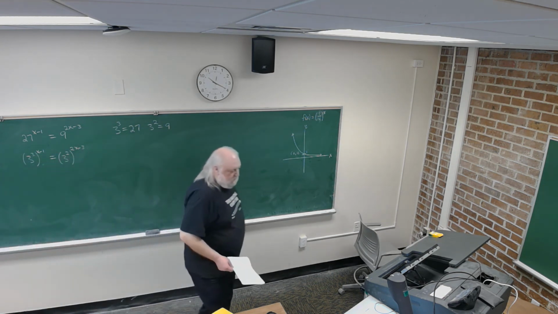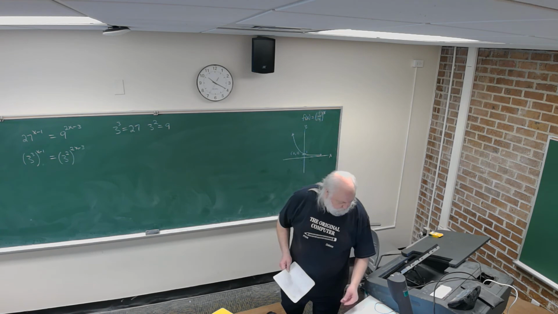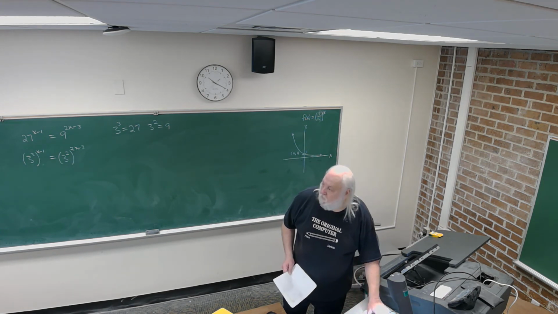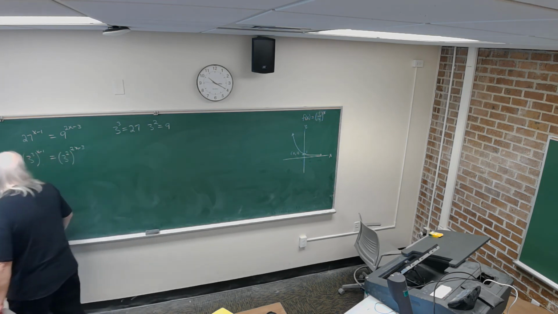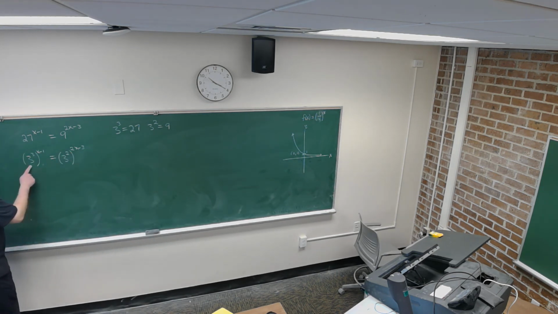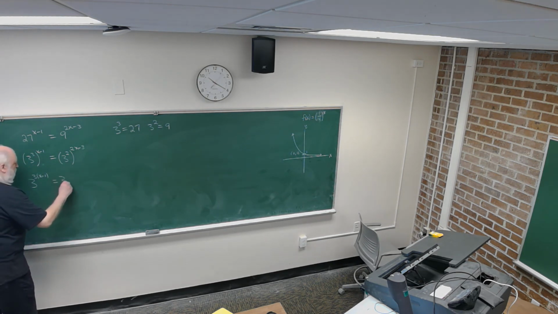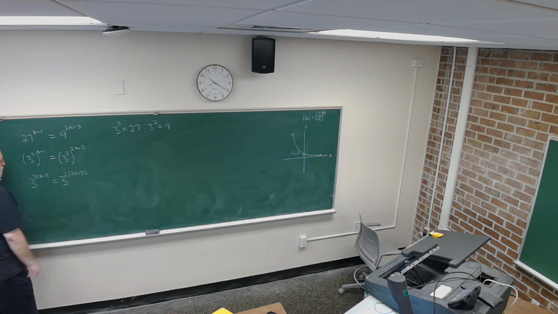And now we can use property 4 from page 1, the arithmetic properties of exponents, to simplify the left and the right hand side. So on the left side, we have a base raised to a power, that quantity raised to another power. So by property 4, that's equal to 3 raised to the 3 times x minus 1 power. Right? We multiply the exponents. And we do the same thing on the right hand side. We multiply the exponents. We have 2 times 2x minus 3.